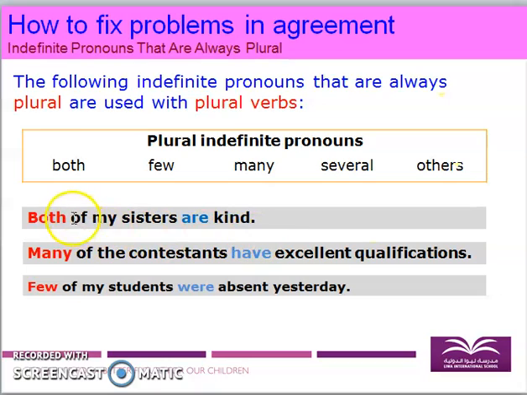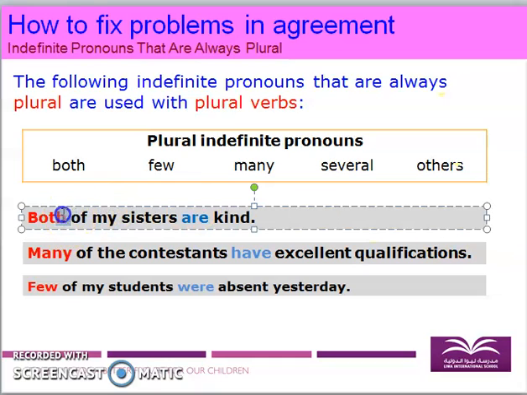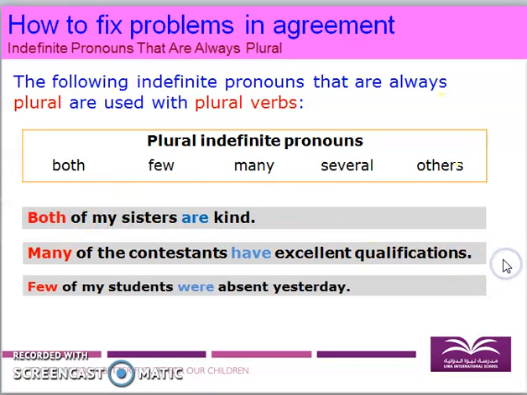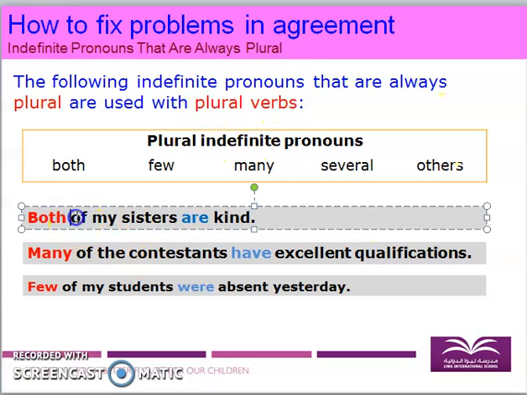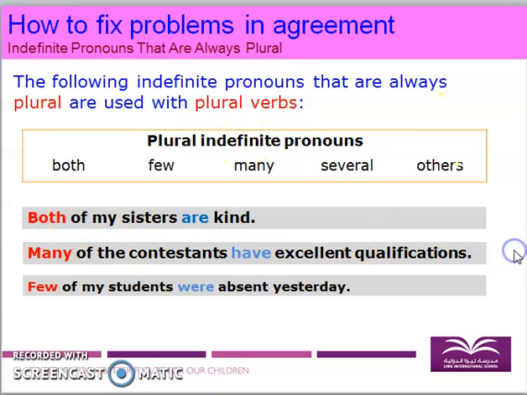Example: both of my sisters are kind. Let us identify the subject first. Both. This time, the subject is no longer singular. This is an example of a plural indefinite pronoun. So we're not going to use a singular verb this time. We're going to use a plural verb, and that is are.